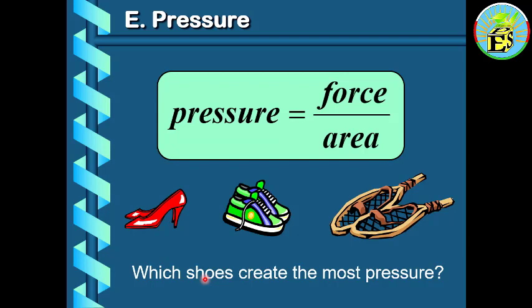If all shoes have the same weight, which will have more pressure? This one contacts the earth or land with a small area, and this one has a large area. The larger area gives less pressure, and the smallest area gives the largest pressure. So the red shoes will have more pressure.